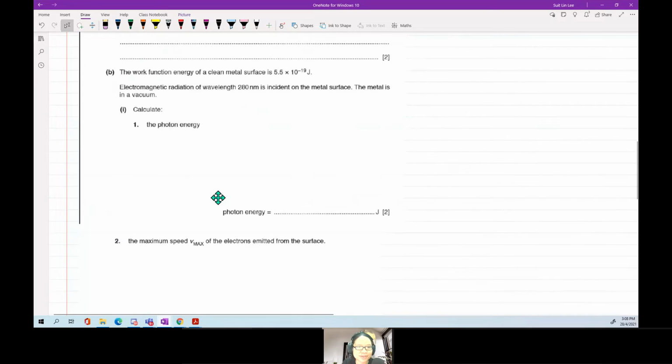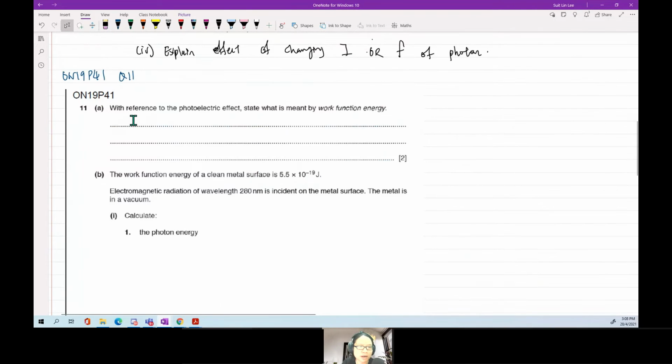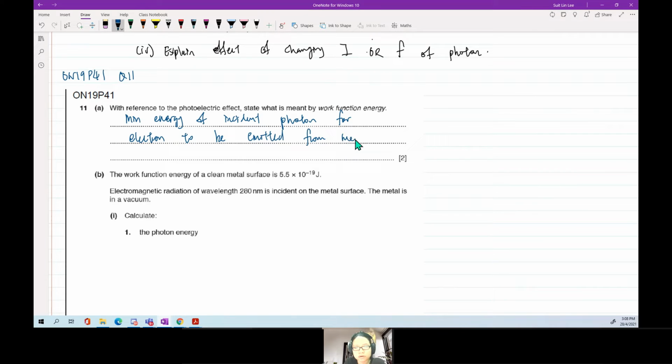Right. Okay, so what is meant by work function energy? This one would be the minimum energy of incident photon, 1 mark, for electrons to be emitted from metal surface. Should mention metal surface. Okay.